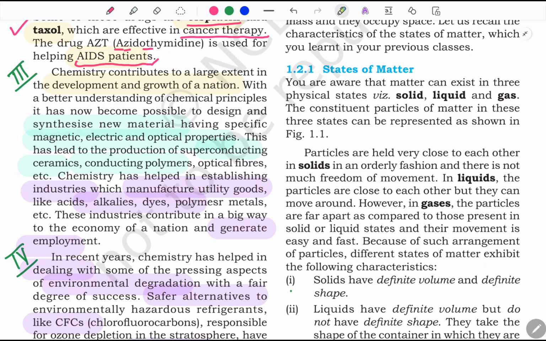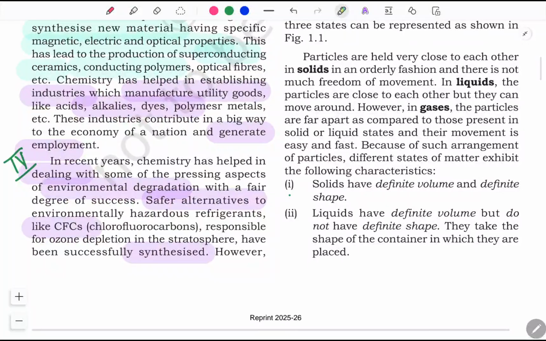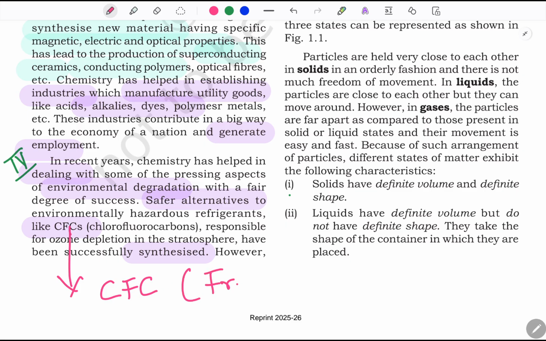Also, do not forget that in recent years, chemistry has helped in dealing with some of the serious aspects of environmental degradation with quite a fair degree of success. That means we are not 100% successful, but however, we have been successful in doing some better things. Like, for example, we have been using these chlorofluorocarbons, they are called CFCs. In general, they are also called freons.